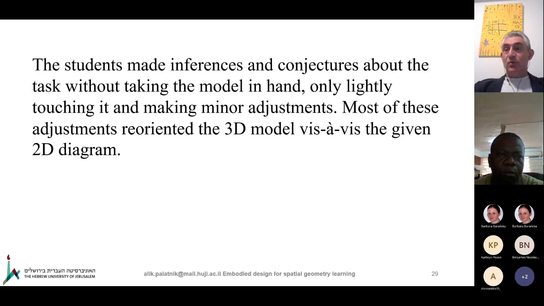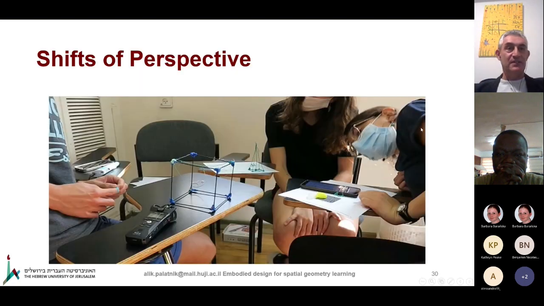What was also interesting is that when they completed this 3D drawing, the students made inferences and conjectures about tasks without taking the model in hand, only lightly touching it and making minor adjustments. Most of these adjustments reoriented the 3D model vis-a-vis the given 2D diagram. So they tried to make the actual three-dimensional model of a cube look like the two-dimensional diagram. And they even interacted with it just by tilting the head. Can you see this girl from the right? She's not taking the cube and starting to turn it. She's just tilting her whole body.